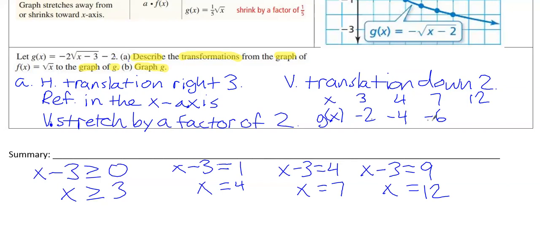And I see a pattern emerging here. 12. 12 minus 3 is 9. The square root of 9 is 3. 3 times negative 2 is negative 6. Minus 2 is negative 8. And that's really enough numbers. I think if you have at least 4 inputs and outputs, you can graph a square root function.